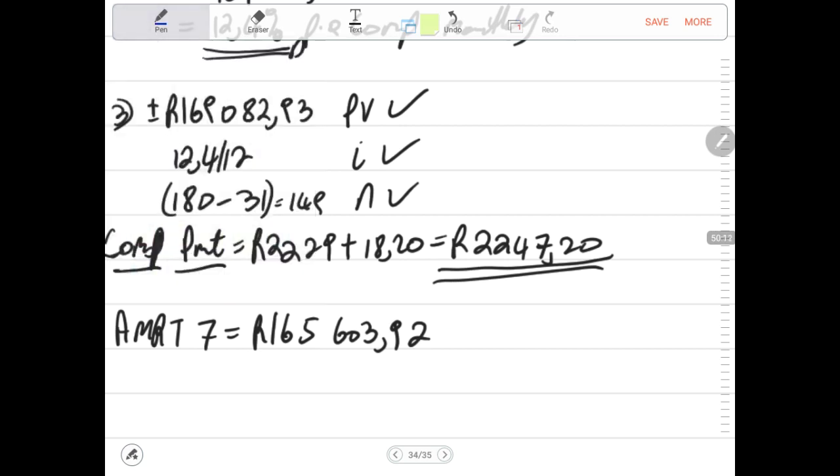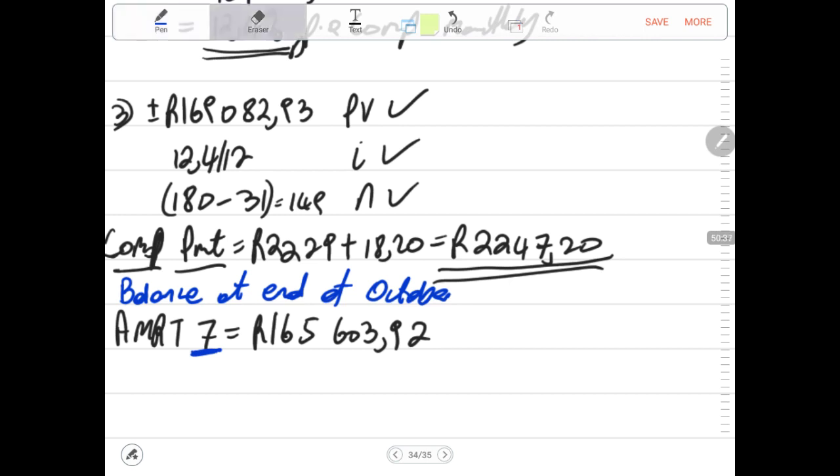Amort 7 is the balance at the end of October. And October is the 7th payment in the new annuity. So now remember, this is the balance after the October payment was made. Also take note of that.